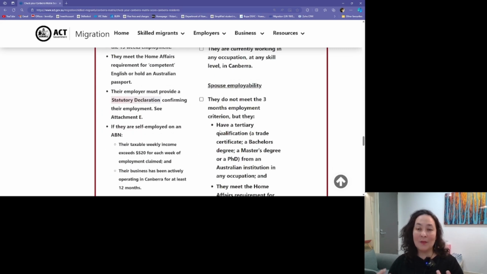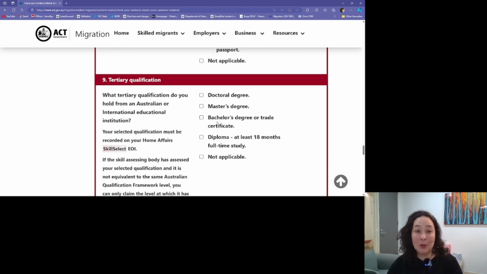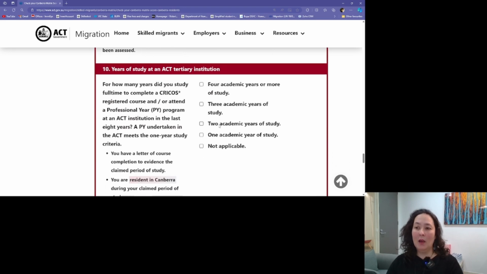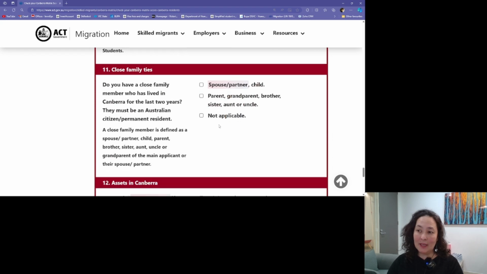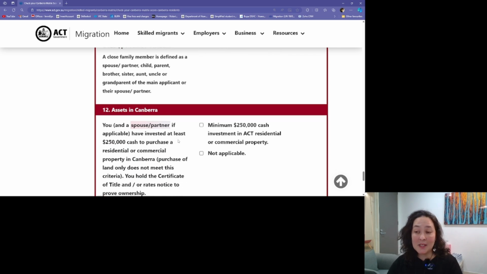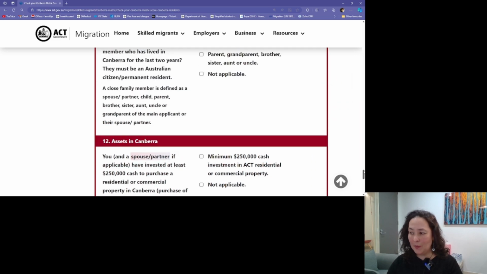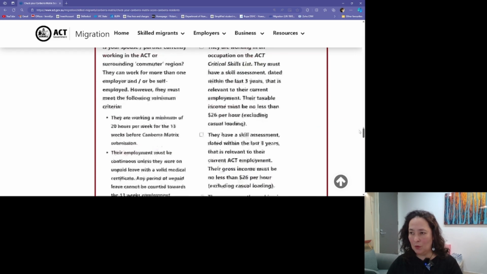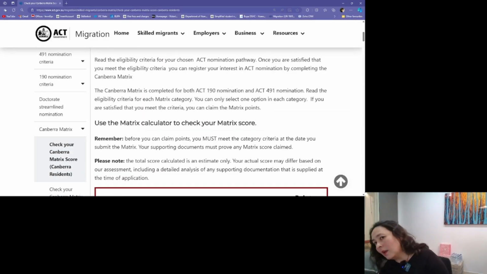I'm just showing this to give an overview of what is the Canberra matrix. They're going to ask about your qualifications, your study in the ACT, but every item they're looking in there, they're trying to assess your ties with Canberra. If you have any assets in there, that will give extra points. If you have a minimum of cash or if you hold property, that will give you extra points as well. So this is the Canberra matrix for those who are residents in Canberra.